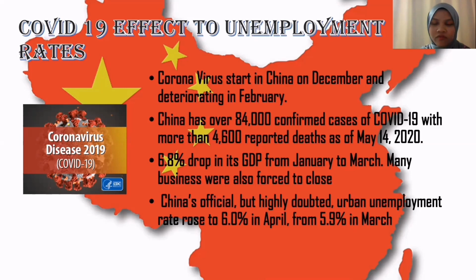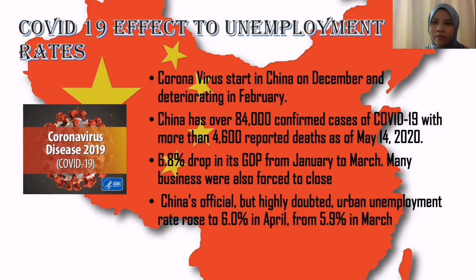As of May 14, 2020, China has discovered about 84,000 confirmed cases of COVID-19 with more than 4,600 reported deaths. Due to this coronavirus, GDP dropped 6.8% from January to March, and many businesses were also forced to close. And the unemployment rate rose to 6% in April from 5.9% in March.